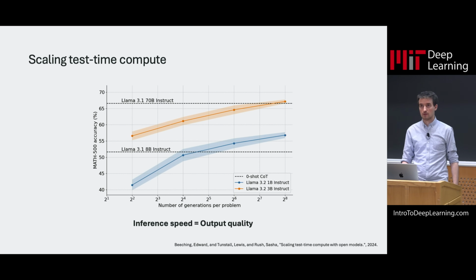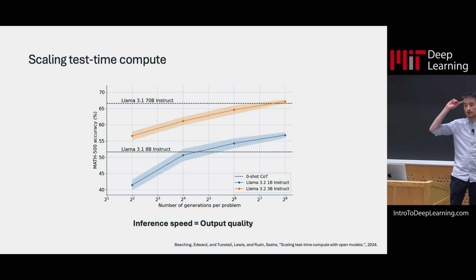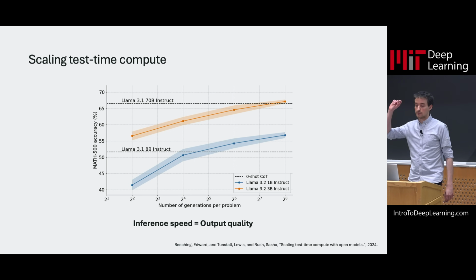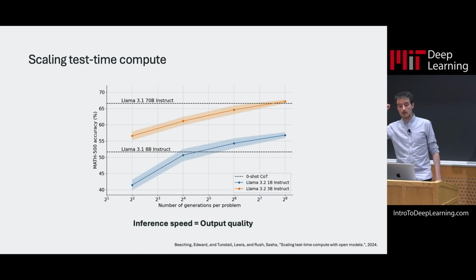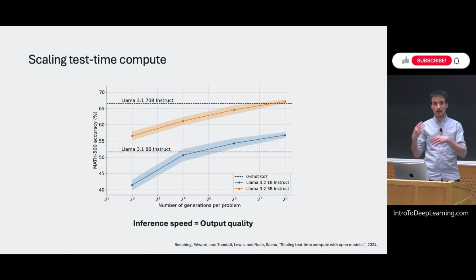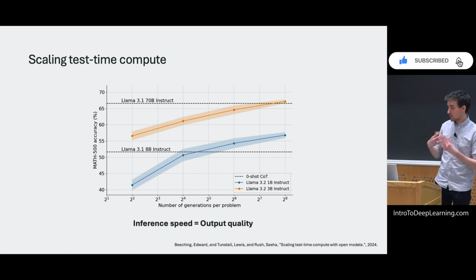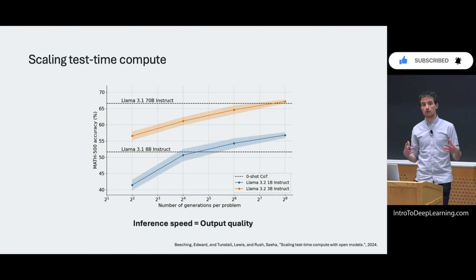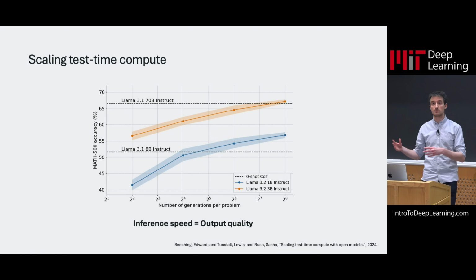All right, then results. This is some work made by people at Hugging Face, and you can see that they used Llama 3.2 1B and 3B, and by having more and more generations per problem, they managed to outperform much bigger models like Llama 3.1 8B and Llama 3.1 70B.